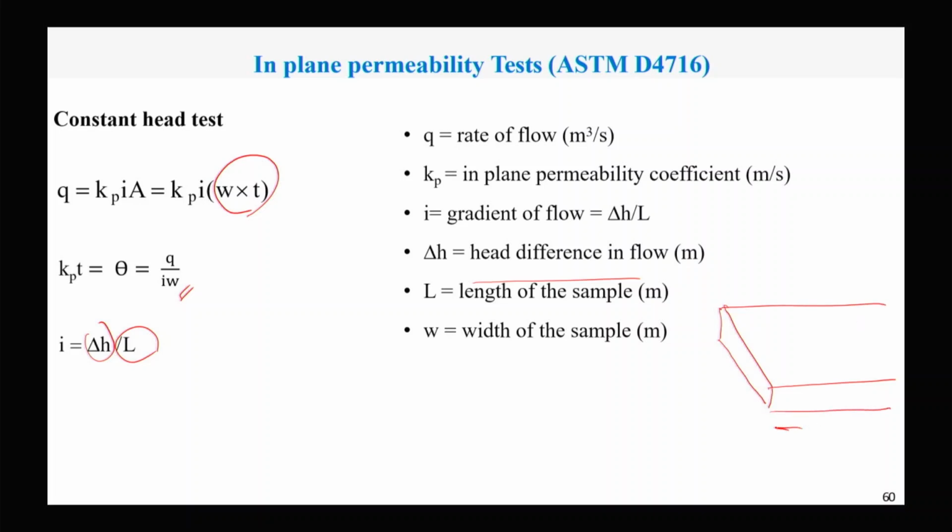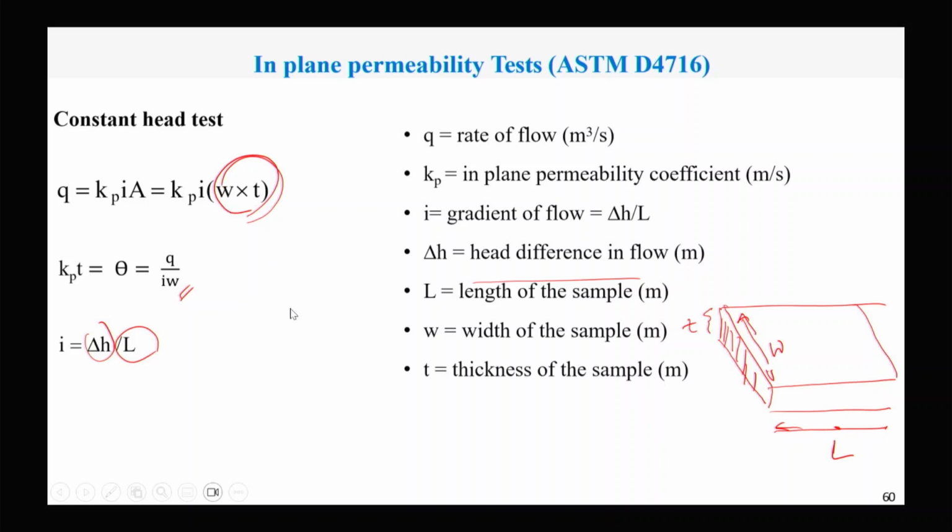Here this is L, this is the width, and here is the thickness. So the water flows through this cross section. That's why the cross section area is W multiplied by T. T is the thickness of the specimen. Theta is the transmissivity.